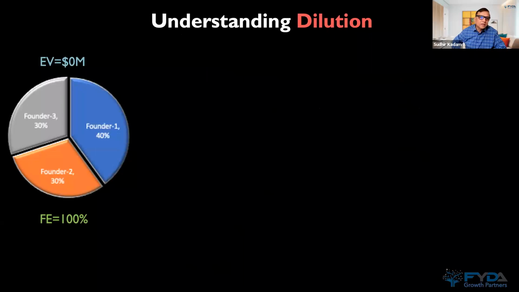But let's try to understand what dilution is. I'm going to take you through a case where 3 people come together and decide to form a company. Like George Orwell says, all people are equal, but some are more equal than others. One of the founders, the first founder, decides to keep 40%, giving 30% to each of the other 2 founders. So your founder equity, FE, is 100%.